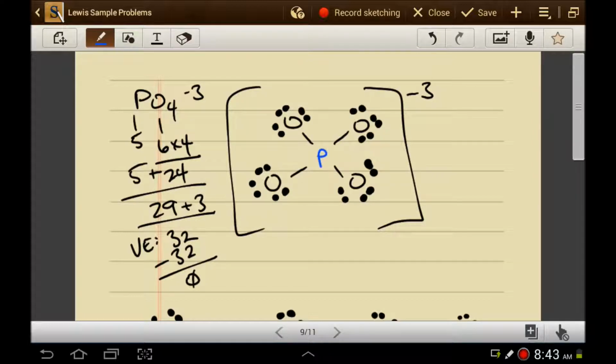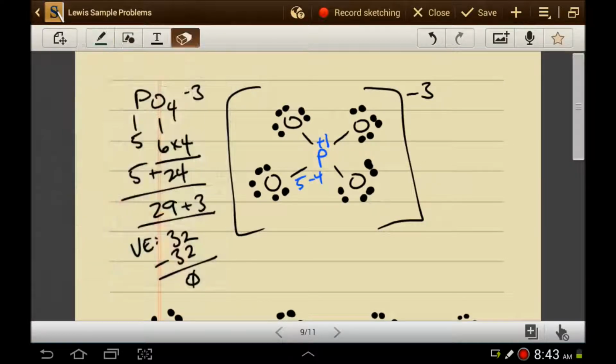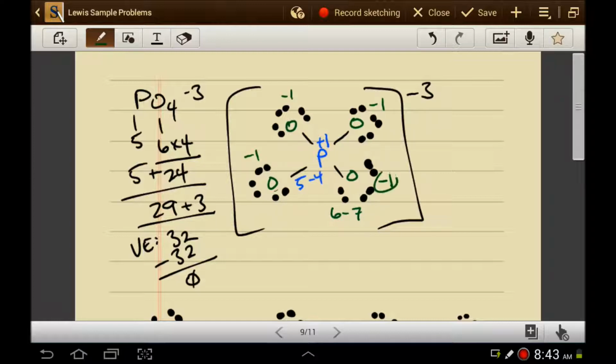This phosphorus feels like it owns 5 minus 4, so it would have a formal charge of +1. These 4 oxygens all have 6 minus 7, so they are all experiencing a formal charge of -1. There are no zeros in this structure. I would not expect this structure to be very stable.